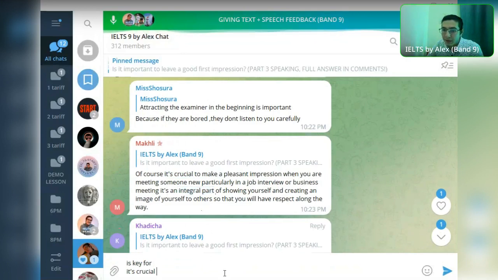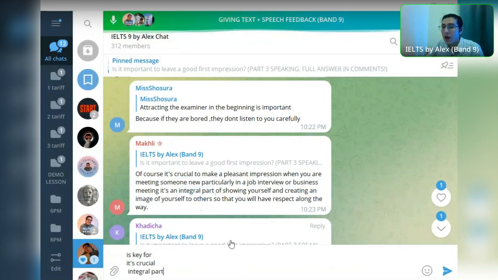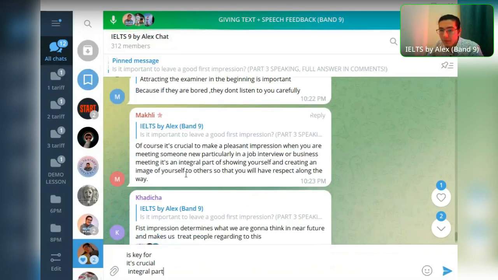As you can see here, technically, Mahli just repeats the same idea several times. But because she uses synonyms, it is actually great for her speaking and for her lexical resource score because she's just adding so many new ideas. It's great. Creating an image of yourself. Creating an image of yourself. This is also great.